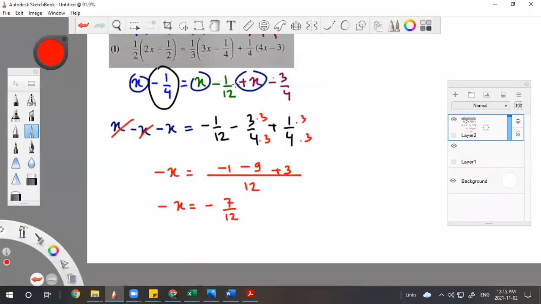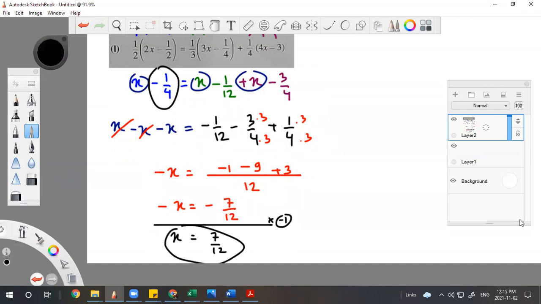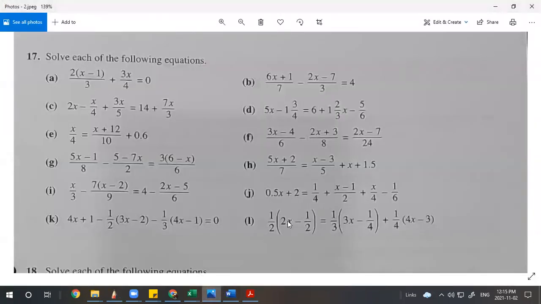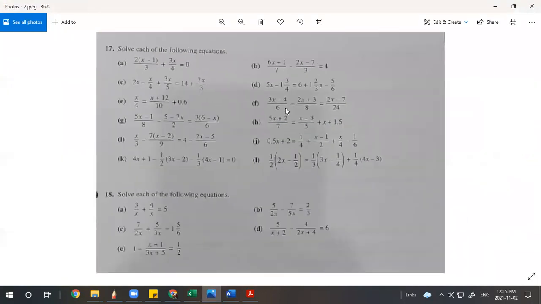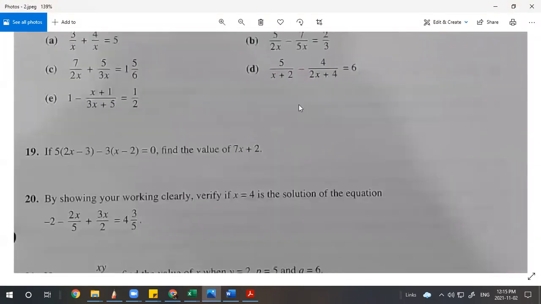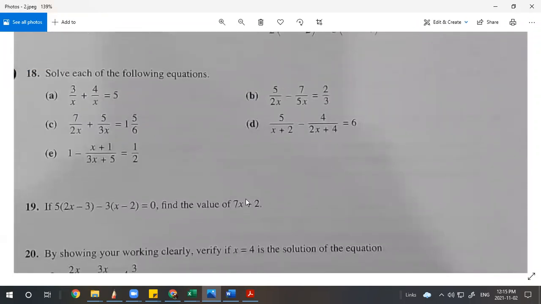So if we have the negative on the left side, you have to change it: x equals positive 7 over 12. You multiply everything by negative 1. You can do that. That's the answer. Okay, that's for L. So 17L is done. Again, this will be odd, even. Odd left, okay, here. Number 19.